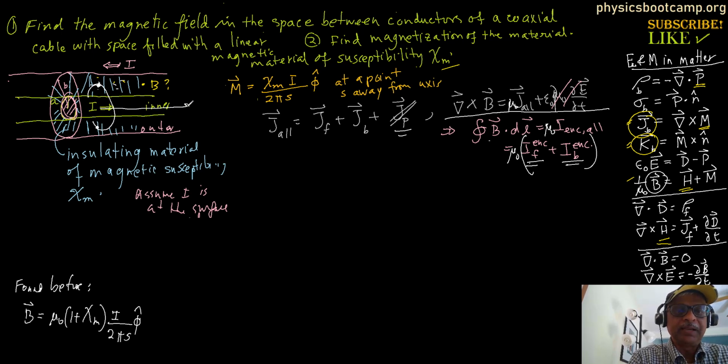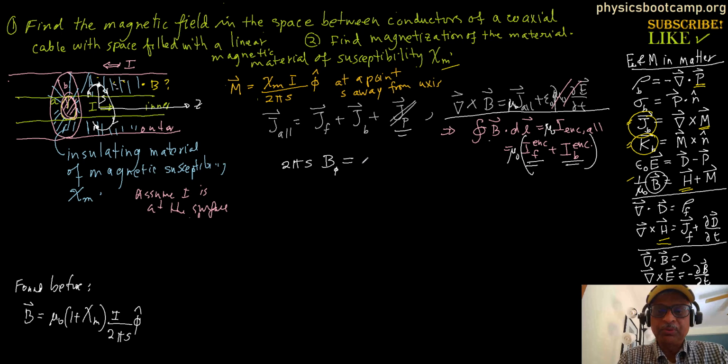All right, so if I go back there, so this is against the z-axis, and so this distance is s, and I go in this loop at distance s, the B dot dl on the left side is going to be 2 pi s B along the phi direction, which is the phi component of B, right? And so that's equal to on the other side mu naught free current, which is I, so all of the I is enclosed.